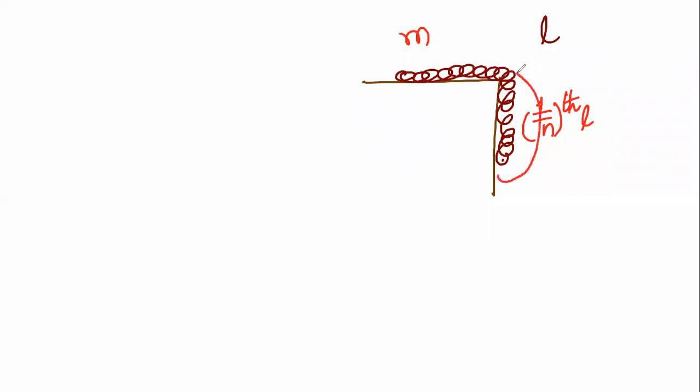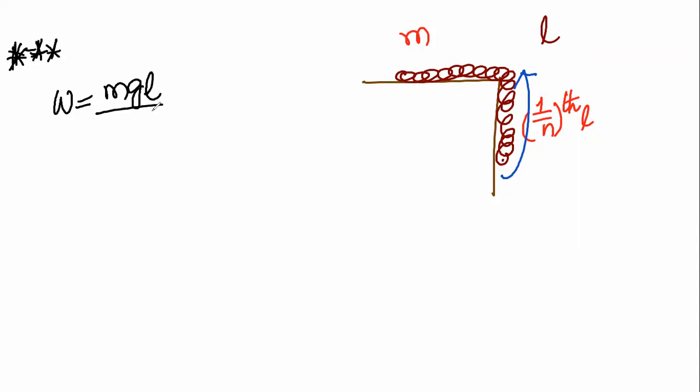Then the work done in lifting the hanging part to the table is most important. That is MgL divided by 2n square. Work done in lifting the hanging part to the table is MgL divided by 2n square. This is the work done in lifting the hanging part.